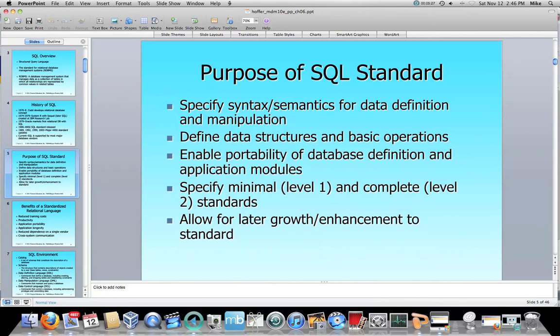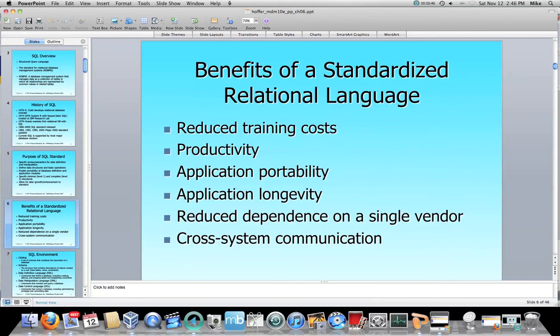It specifies minimal and complete standards, right? So there's level 1, there's level 2 standards. It also allows for later growth. Obviously, we had different standards and major updates, 5 or 6 of them in the past 20 years. And again, so what are the benefits?